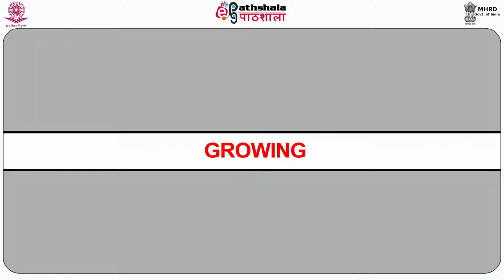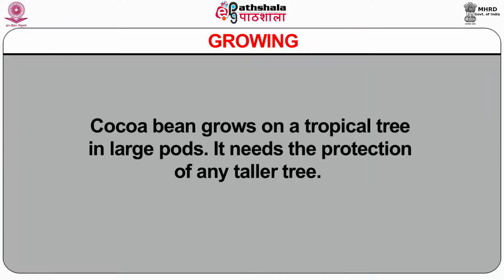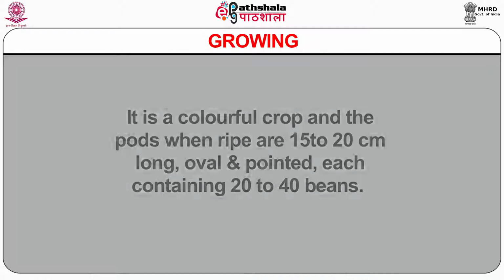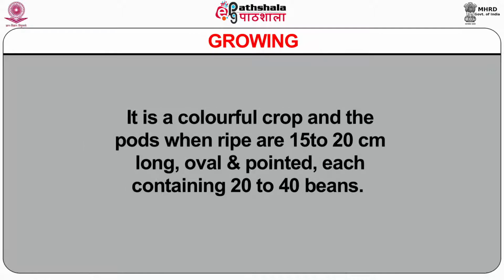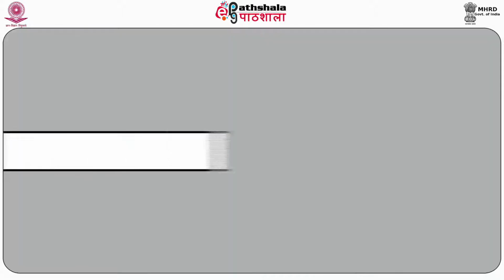Growing. Cocoa bean grows on a tropical tree in large pods. It needs the protection of any taller tree. It is a colorful crop and the pods when ripe are 15 to 20 cm long, oval and pointed, each containing 20 to 40 beans. Harvesting. When the picker taps the pod, the picker knows that it is ready for harvesting. By experience, the crop is harvested from September to February.